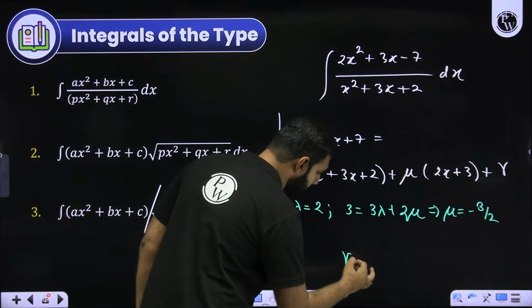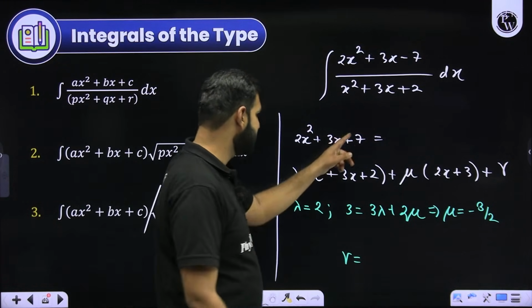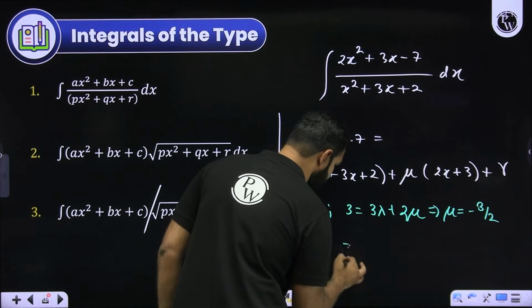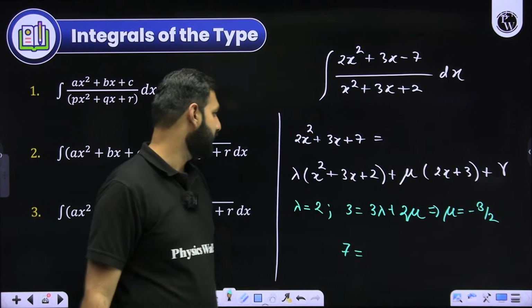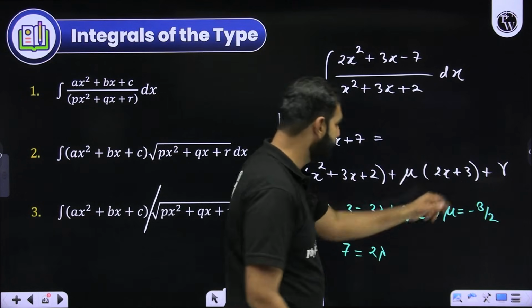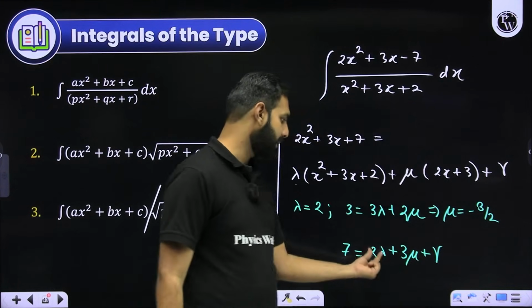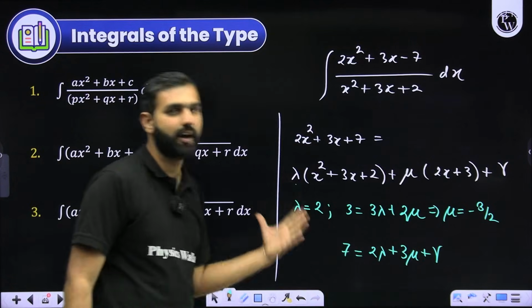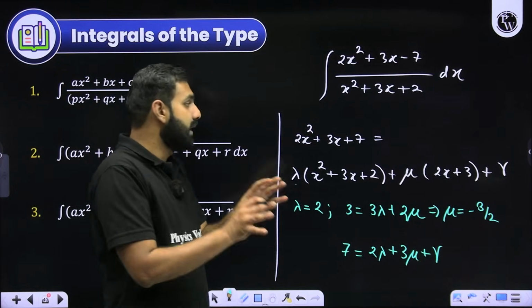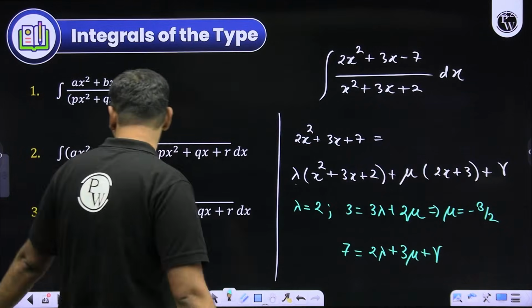Similarly, I can find gamma as well by comparing the constant terms. For example, the constant term is 7 on the left hand side, but on the right hand side, the constant terms are going to be 2 lambda, and then you'll have 3 mu plus gamma. So I hope you know lambda, you know mu. By having these, you can find gamma as well. Why did I do this? Now I can write this numerator into something like this. Let's have a look at that.